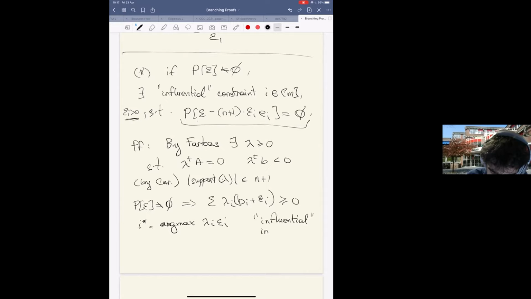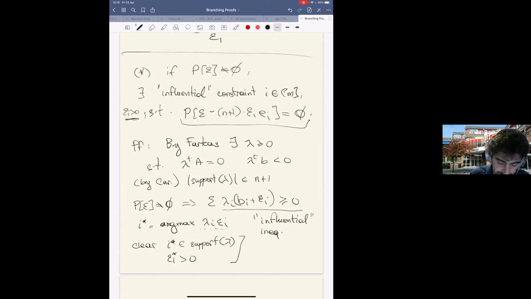It should be clear that I star has to be in the support of lambda, because otherwise, right, it's clear that I star is in the support of lambda. And epsilon I star is strictly positive, because otherwise, if this was zero, then the sum of lambda I epsilon I's would sum up to zero. And because you already had a Farkas certificate, this total sum would have to be negative. So this much has to happen if I know that my polytope is infeasible.